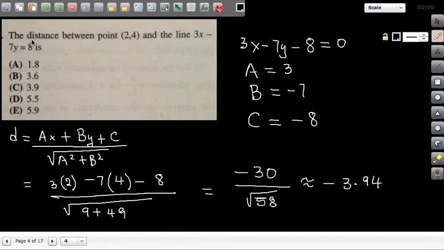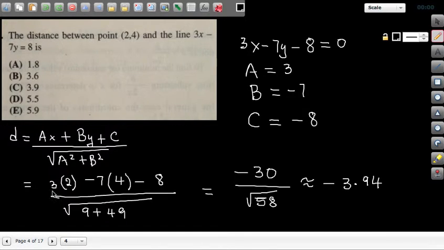Okay, so the question is the distance between a point (2, 4) and the line. The formula is the absolute value of ax plus by plus c divided by the square root of a squared plus b squared. You simply need to plug in the numbers. Look at your general equation here. I recommend you make a list of a, b, and c. A is positive 3, b is negative 7, c is negative 8.